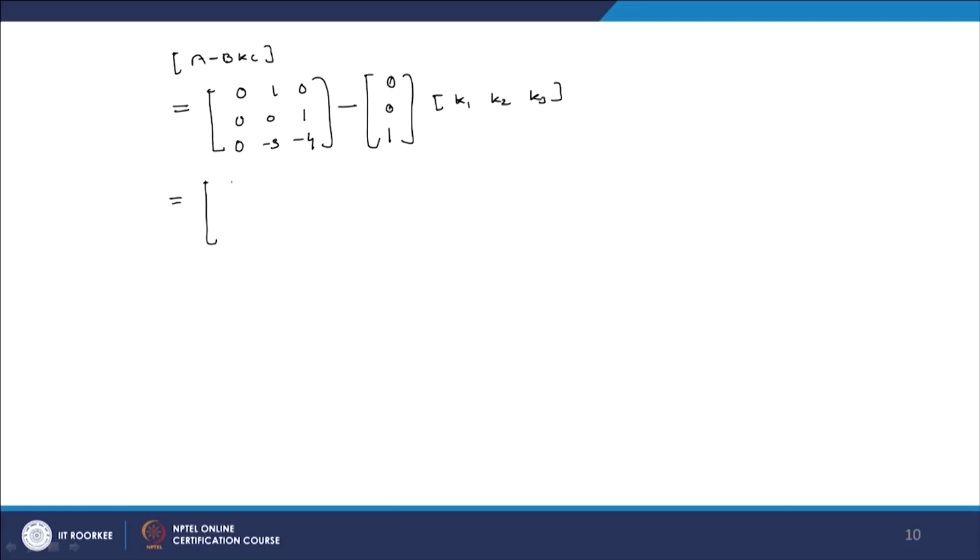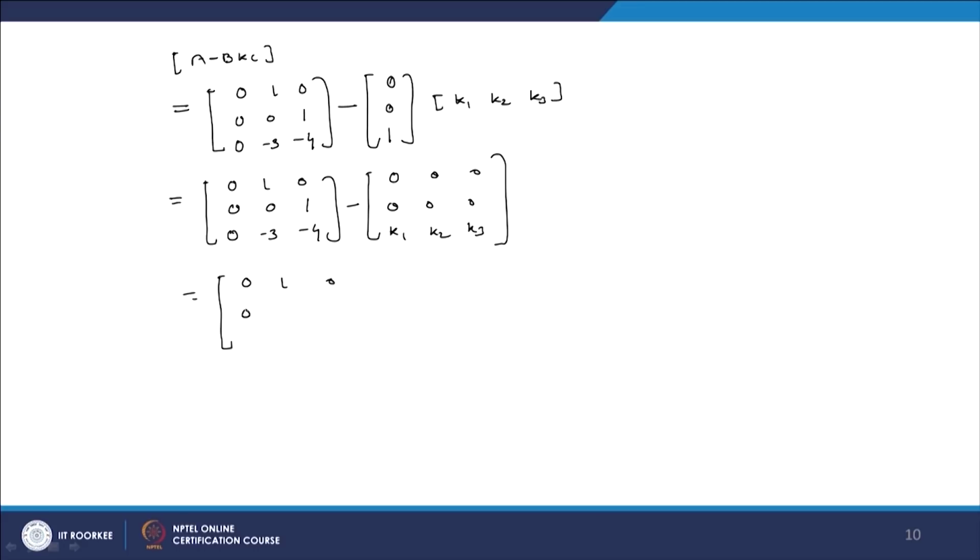So here we will get [0 1 0; 0 0 1; 0 -3 -4], and after solving the second term we will get zeros everywhere except the last row, k1 k2 k3. Now we subtract this from this, so we get 0 1 0, 0 0 1, because all others are zeros. The last row is minus k1, then minus 3 minus k2, and minus 4 minus k3. Now we have the A minus B Kc equation.